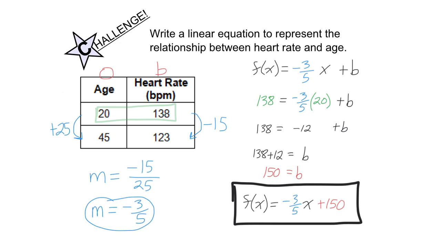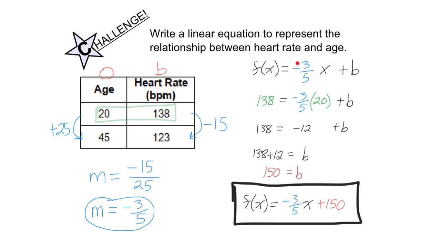Here's what I did. I found the slope the normal way. Change in y, change in x. Slope is -15 over 25. And I just put that in the lowest terms, -3 over 5. Now I didn't know what the y-intercept is because it's not given to me. I know when x is 0, I get my y-intercept of b, but I'm not told what that is.